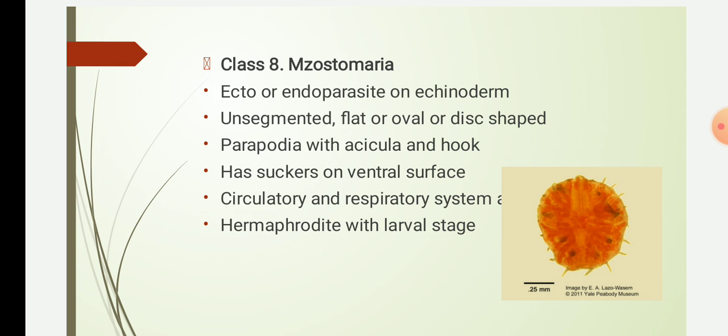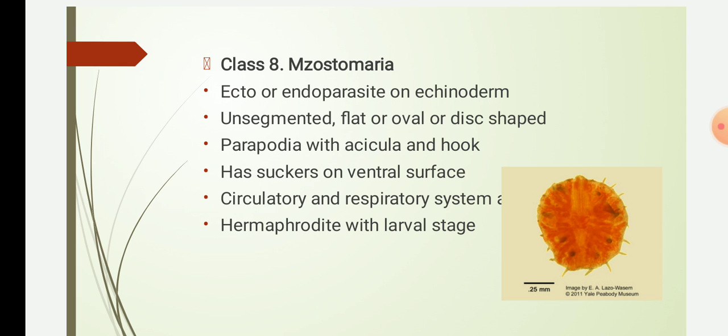They are found in the form of ecto or endoparasites on echinoderms. An example of an echinoderm is the starfish. They are mostly parasites of echinoderms, especially crinoids. The phylum Echinodermata has a class Crinoidea, and they are parasites of this organism especially, either as ectoparasite or endoparasite. What is an ectoparasite? A parasite which feeds on the surface of the host, and an endoparasite inhabits the inside of the body of the host.